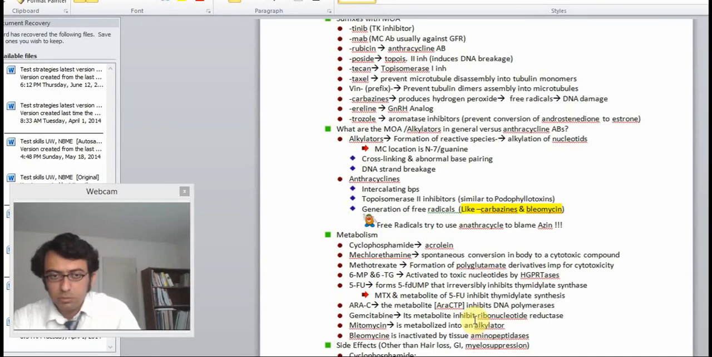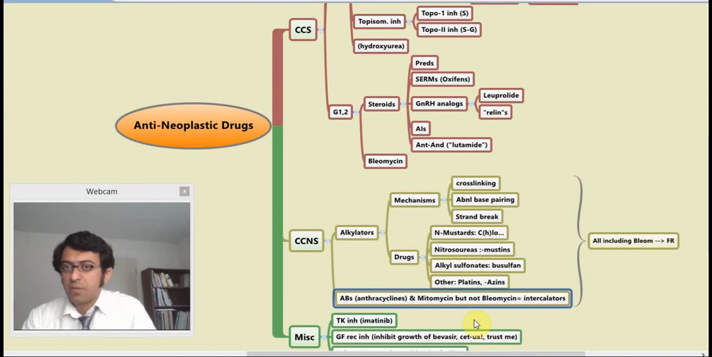Okay, let's begin the side effect profiles of alkylators with platins. What are the important side effects or toxicities? With platins, we could remember that cisplatin causes more nephrotoxicity than carboplatin. Carboplatin is more myelosuppressive than cisplatin, and all of them, including especially oxaliplatin, cause neuritis. This neuritis is especially acoustic neuritis and peripheral neuritis.